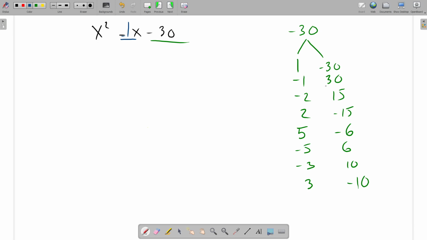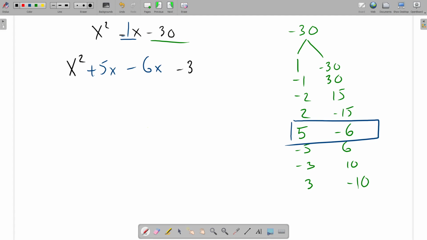So rather than add all of these up, we should be able to identify rather quickly that 5 and negative 6 will add together to make negative 1. So instead of writing this as x squared minus 1x, we can write x squared plus 5x minus 6x minus 30. And now we have our polynomial with 4 terms, so we can factor by grouping.